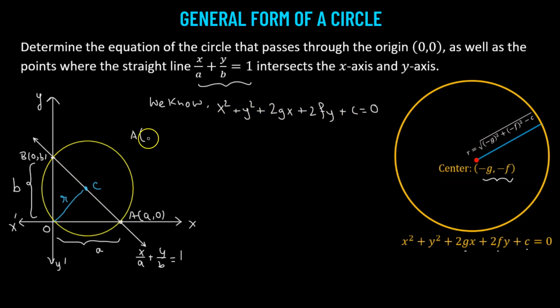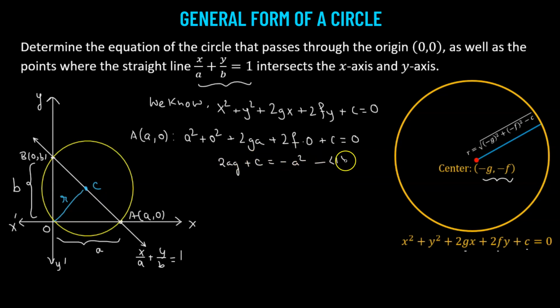If we choose the point A with coordinate (a, 0), then we can substitute x with a and y with 0 into the general equation, and this gives us a squared plus 0 squared plus 2ga plus 2f times 0 plus c equals 0. We can rearrange the terms to get 2ag plus c equals negative a squared. I'm going to label this as equation number 1.